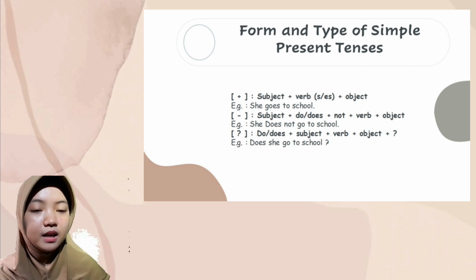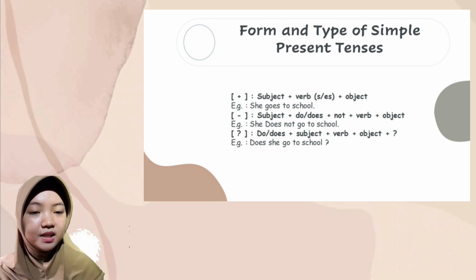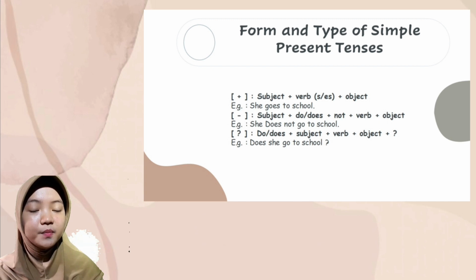The structure for an affirmative sentence is subject plus verb plus s or es plus object. Example, she goes to school. The verb is go plus es, which becomes goes.